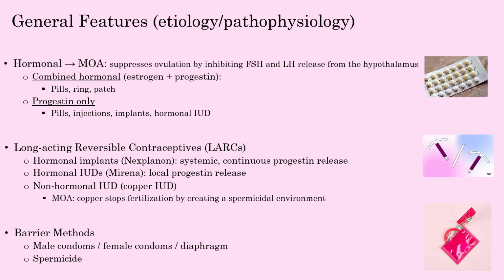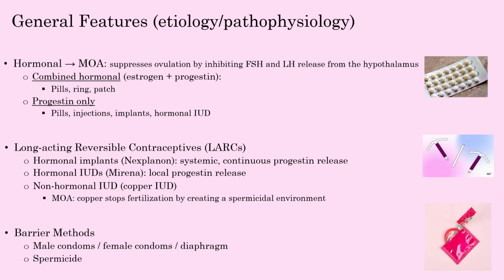Next, we have long-acting reversible contraceptives. These include both hormonal and non-hormonal methods. Hormonal methods include hormonal implants. An example of this is Nexplanon. It's a small rod-like device that is implanted in the dermis of the skin. It's FDA approved to remain for 3 years. These work by continuously releasing progestin.